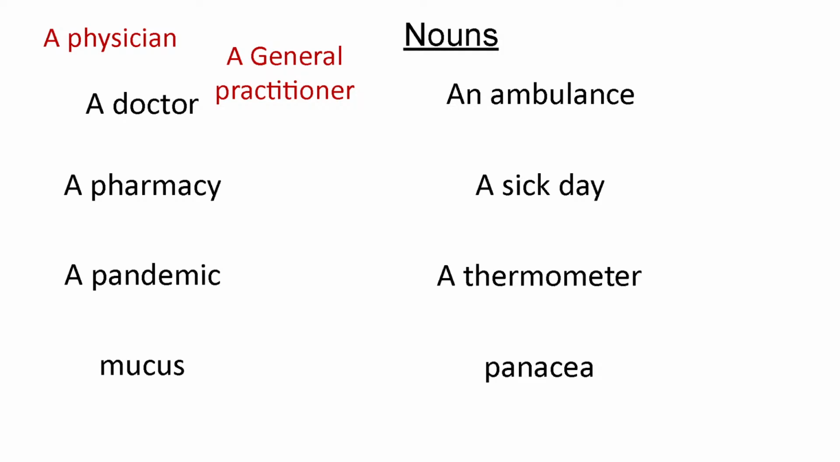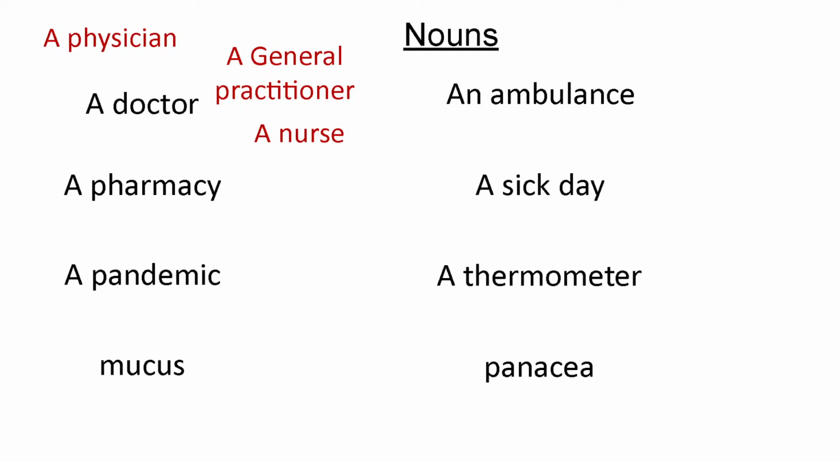This is a GP. So in the UK, we often talk about our family doctor as a GP, a general practitioner. They just do everything, really. They don't specialize in a particular field of medicine. And another word that might be connected to doctor is a nurse. So this is a person who assists a doctor, often in the hospital.